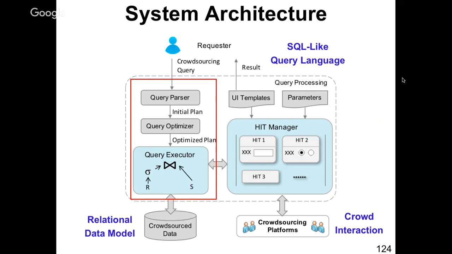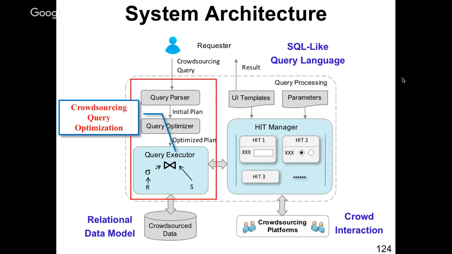But the differences are twofold. First of all, the operators in the query plan are crowdsourcing operators, which will be introduced later. The second one is that the optimization goals are more complicated than in existing DB systems, because crowdsourcing has three optimization goals: the cost, the latency, and the quality.